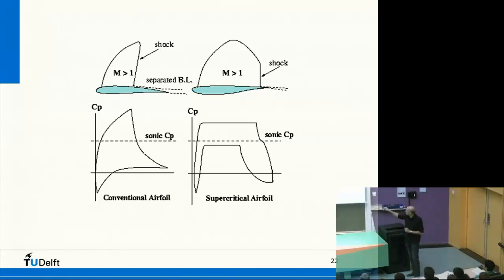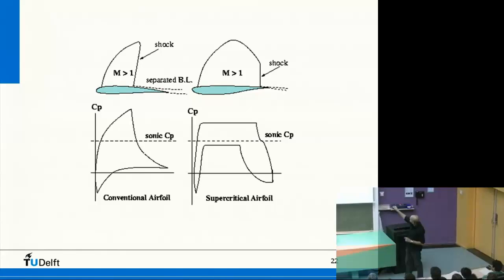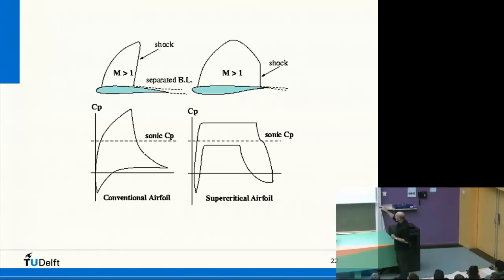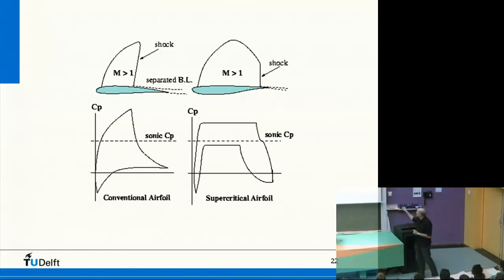But it comes significantly over the sonic CP. And in this case, you see that over a large part of the airfoil, we have a supersonic flow. There is a small shock here at the end, and then this is the CP. And of course, then this is the CL remaining. There could be the same CL, but this one has significantly more drag than this one.